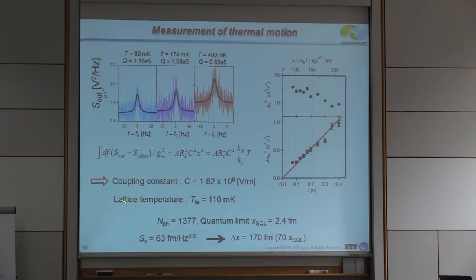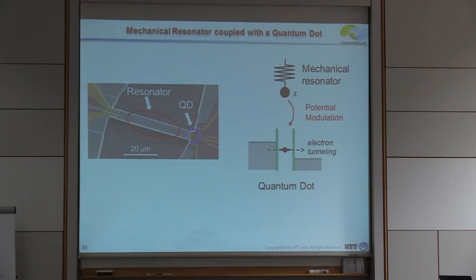Okay, so we can get some numbers. The sensitivity is 63 femtometer per root hertz, corresponding to 170 femtometer standard deviation, which corresponds to 70 times the standard quantum limit. So we are still far from quantum limit detection, but the sensitivity was limited by the external amplifier, so we still have room to improve this sensitivity. Okay, so this is the detection of the mechanical motion by using quantum dot transport.